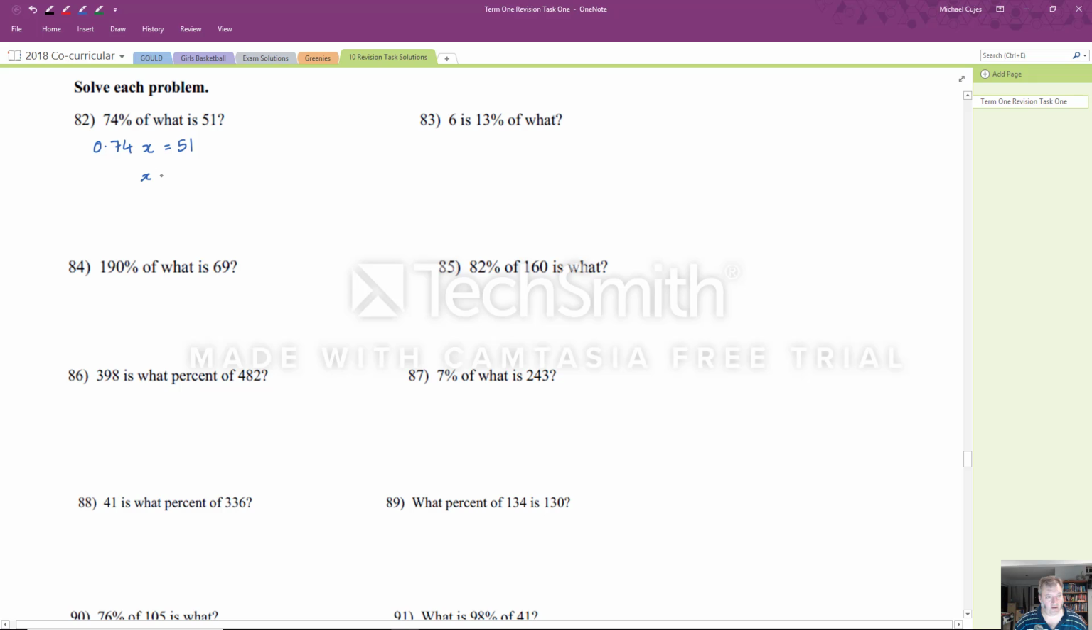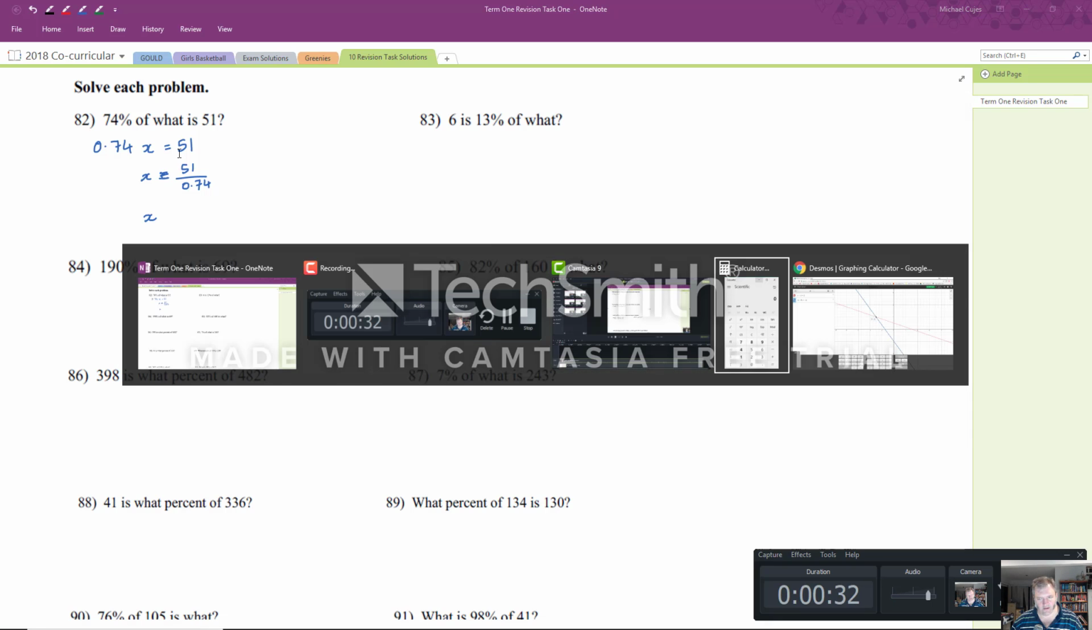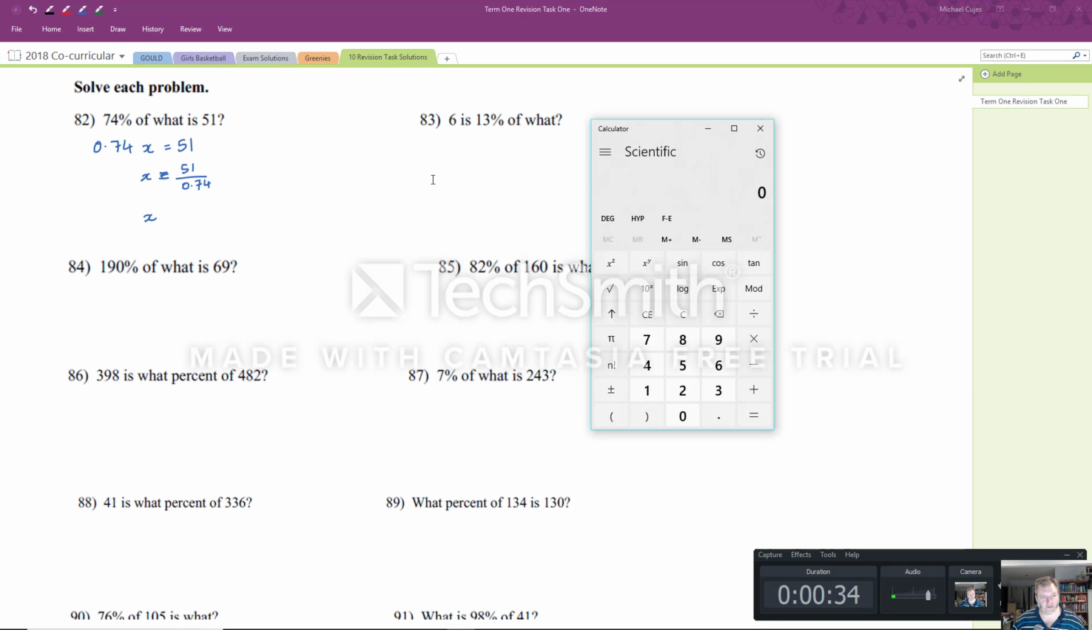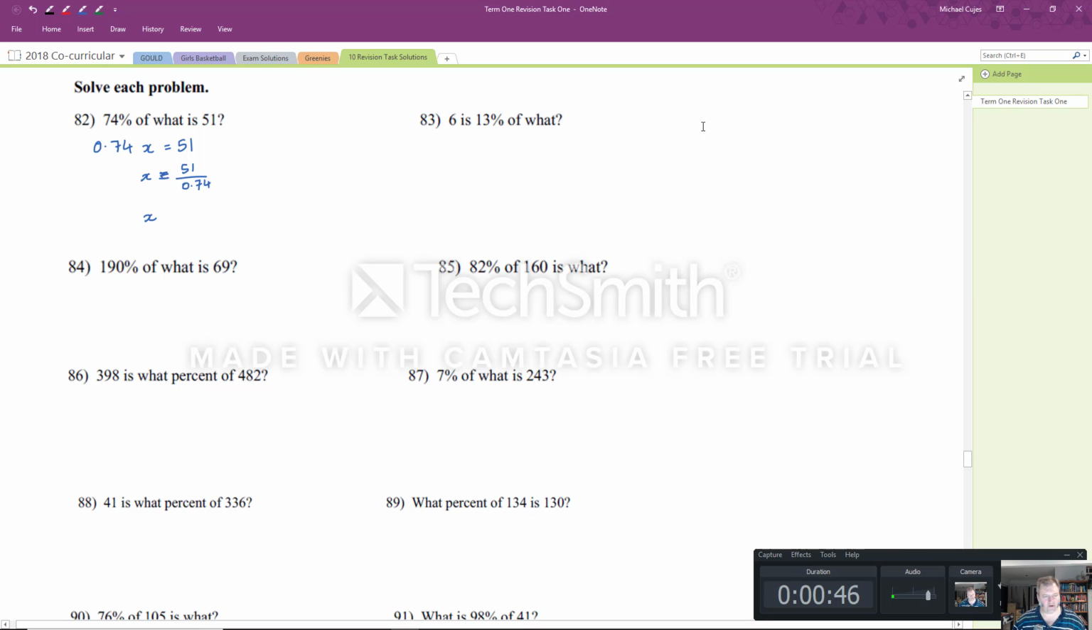Well, it's going to be 51 divided by 0.74. This would be a calculator question. And I think I have one ready. I went and found one. This will be the first time I use it. Should be fun. 51 divided by 0.74. There we go. It's approximately 68.918. Oh, it is 918 recurring.